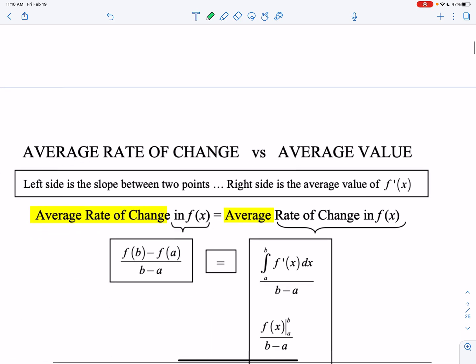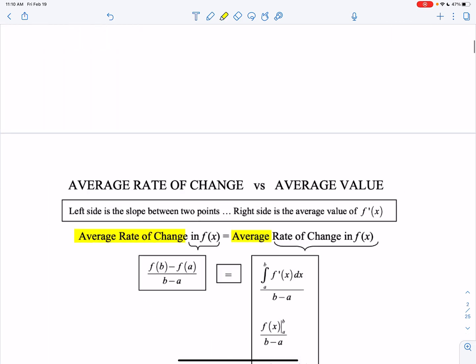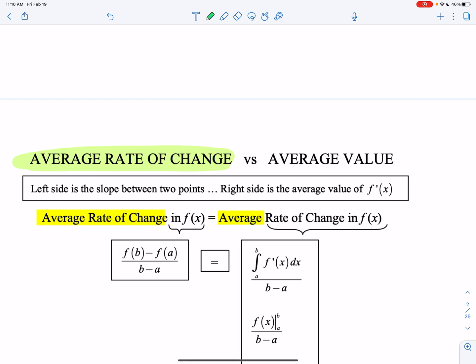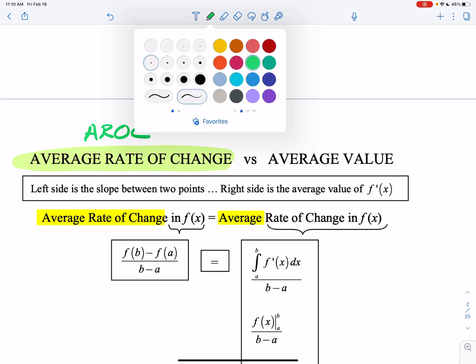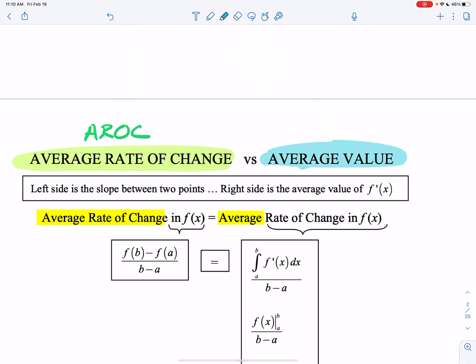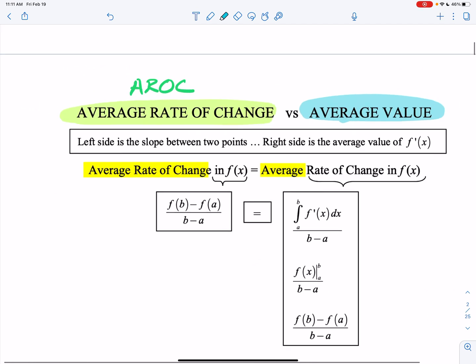Okay, so you guys have seen this phrase before. The average rate of change. We call that AROC, right? You guys are learning something called the average value here. The average value. So what is the difference, right? And in short, they're really the same thing. It's all in how you read it. So the average rate of change, which is what you guys are used to, is slope. F of B minus F of A all over B minus A. Okay, this is something that you guys already know.